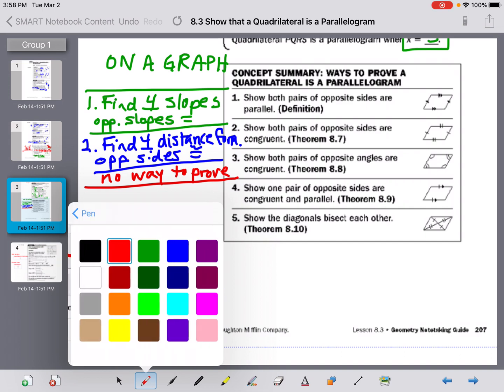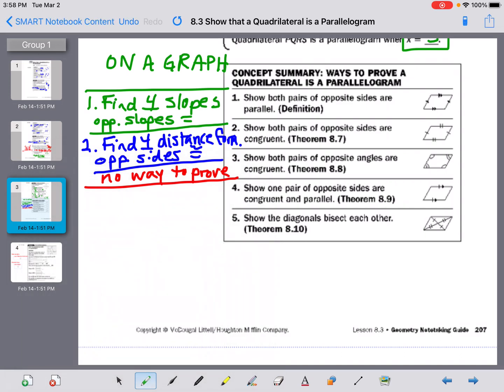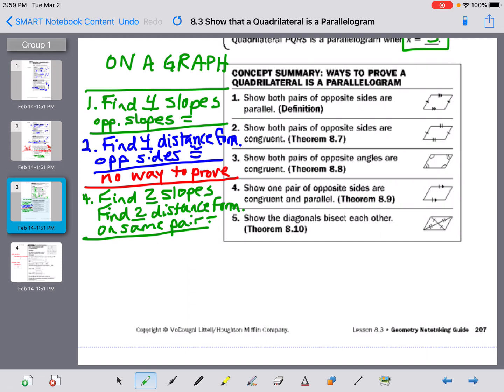Okay, so back to number 4 then, show one pair of opposite sides are congruent and parallel. So we're only talking one pair of sides now. The other side we don't even talk about, we don't do anything with. But the opposite sides are congruent. We're going to need to find 2 slopes. And then we're also going to need to find 2 distance formulas. And of course, on the same pair, right? On the same pair. And they need to be equal. So on the same set of numbers, we want to find the slopes and the distance formula.